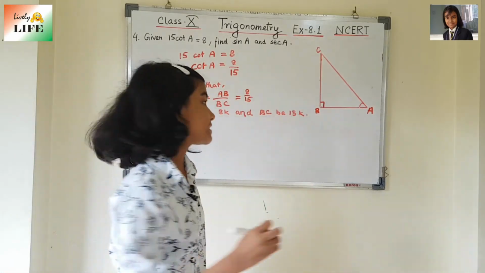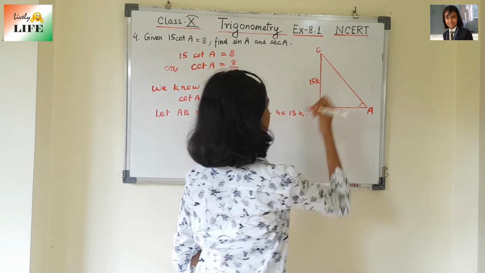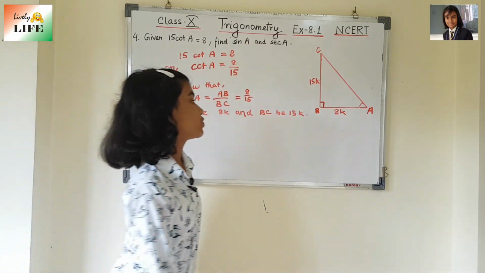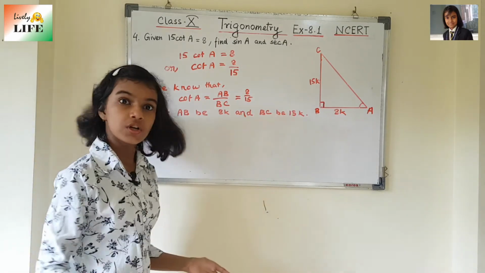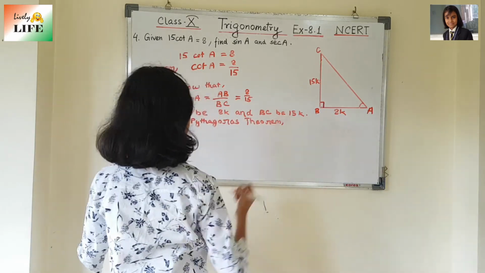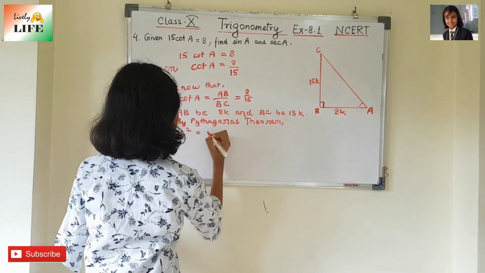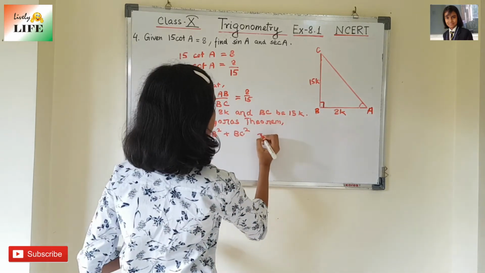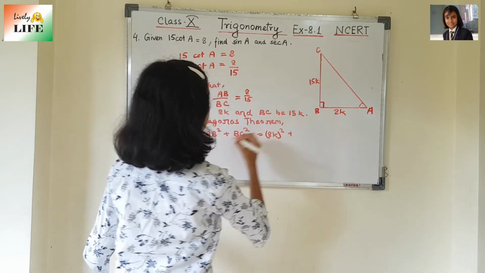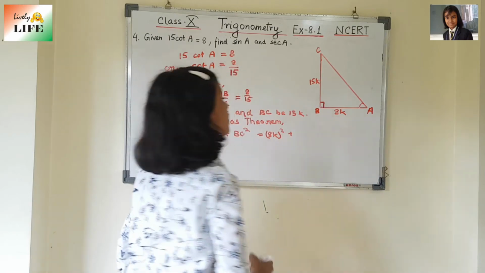Right? So AB is what? 8K. And BC is what? 15K. Okay? Now we need to find AC in order to find sine A and sec A. So now let's find out AC. By Pythagoras theorem we will do. What is the Pythagoras theorem? AC square is equal to AB square plus BC square. Right, what is AB square plus BC square? AB is equal to 8K, so 8k whole square, plus BC square. BC is equal to 15k, then BC square will be equal to 15k whole square.